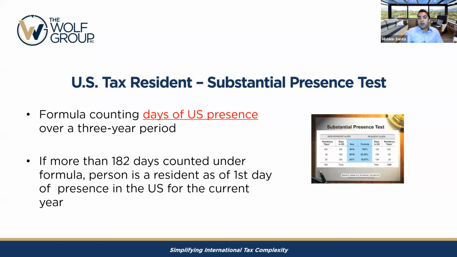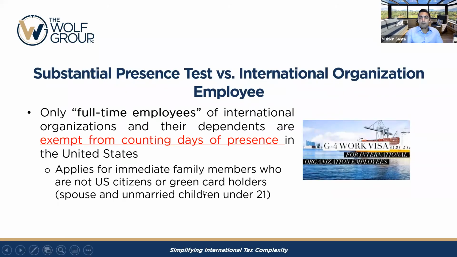Now there are some other little nuances there. For example, you have to have a minimum of 31 days inside the US in the current year for that to even start, for that to even qualify. But generally speaking, it's going to be this 3-year look-back test that we're going to look at to see if someone's a tax resident under the substantial presence test.